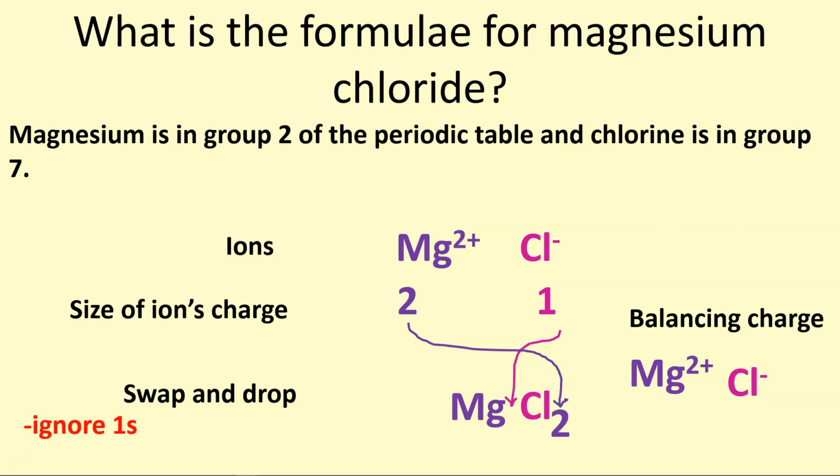The other way of doing it is thinking about it in terms of charge. We've got a magnesium 2+ ion and a Cl- ion. So to balance the charge, if we've got 2 positives, we must have 2 negatives. So for every magnesium 2+ ion, we must have 2 Cl- ions.